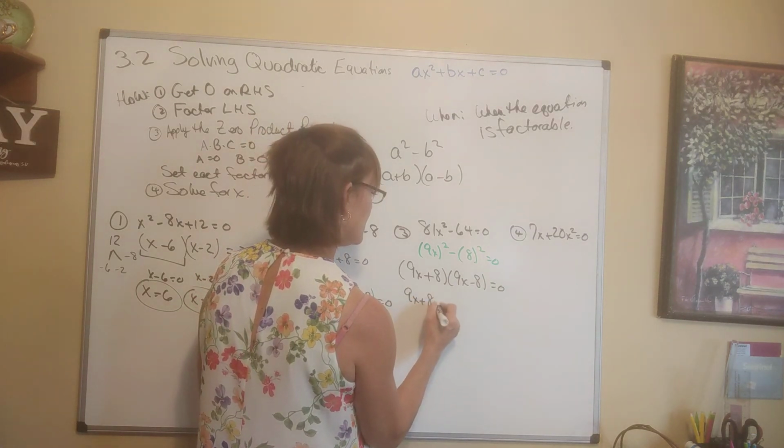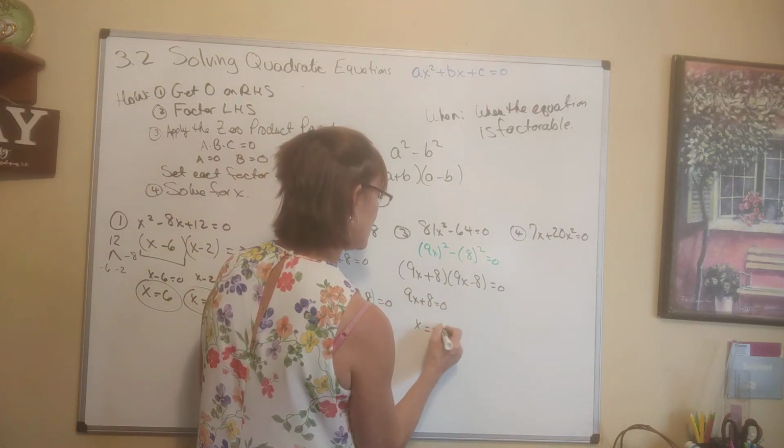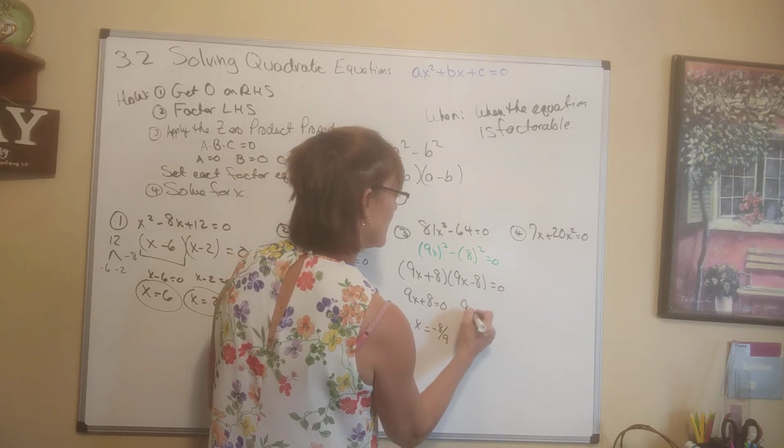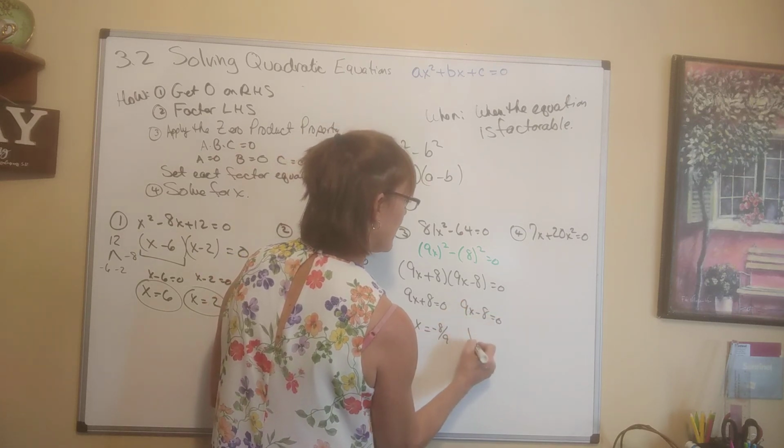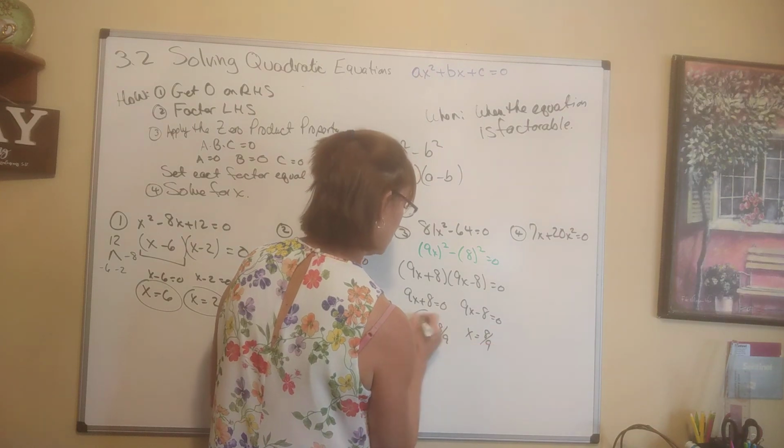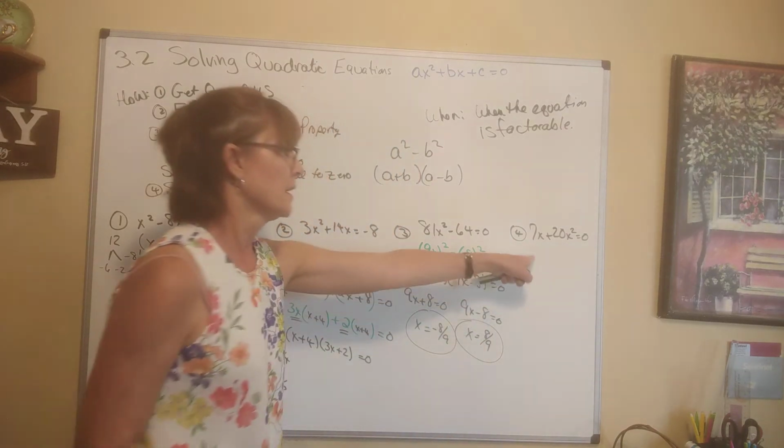9x plus 8 is 0. x is going to be negative 8 over 9. 9x minus 8 is 0. x is going to be 8 over 9. These are our 2 answers right here.